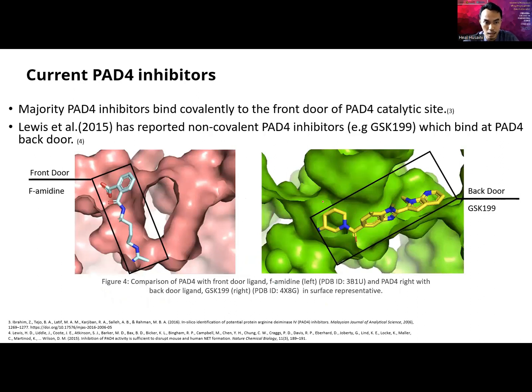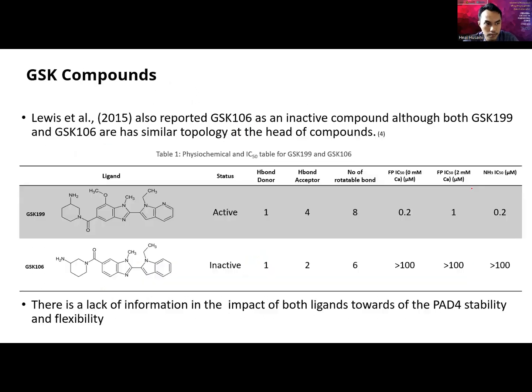Current PAD4 inhibitors have two classes, which are covalent inhibitors and non-covalent inhibitors. Covalent inhibitors such as F-amidine use the front door to bind at PAD4, while non-covalent inhibitors, for example GSK199, use the back door. The GSK compounds currently report GSK106 as inactive. Although GSK199 and GSK106 have a similar topology at the head of the compound, they record a difference in IC50. We can see here 0.2 micromolar for the IC50 of GSK199, while more than 100 micromolar for GSK106.